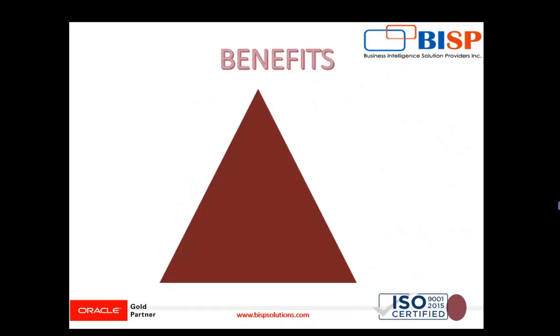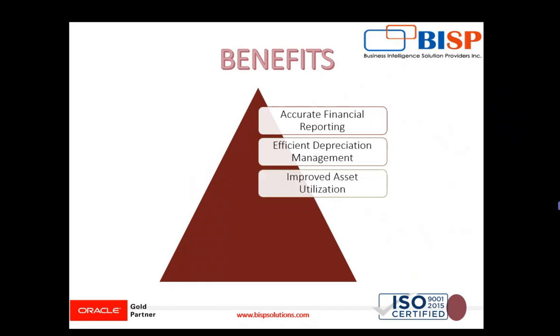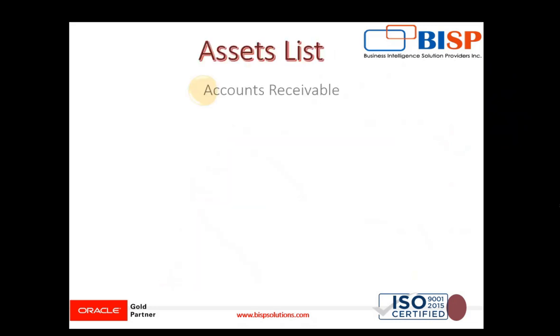Then comes our benefits. First of all, it provides us accurate financial reporting. It efficiently manages depreciation. It also improves asset utilization in the organization. Also, it provides detailed records and history, ensuring easy compliance with audit requirements. Then it also controls cost by tracking asset maintenance and life cycle, so companies can control cost and avoid unnecessary expenditures.